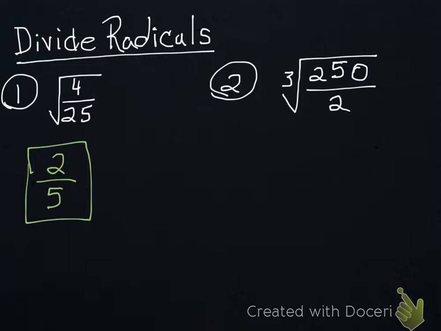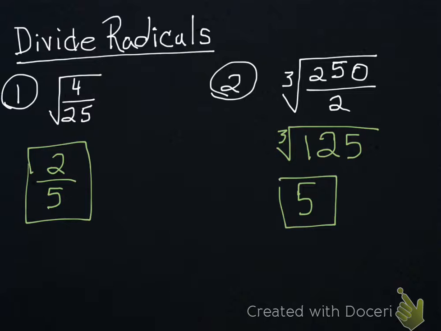Let's look at number 2. It's a cube root. That doesn't matter. It has the whole fraction underneath it. Neither of those are perfect cubes, but 250 is divisible by 2. When I divide that out, I get 125. 250 is divisible by 2, 125 times. Okay, I can take the cube root of 125. That's 5. So my answer is 5.